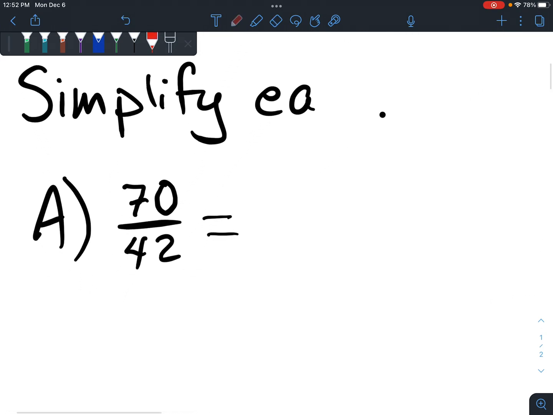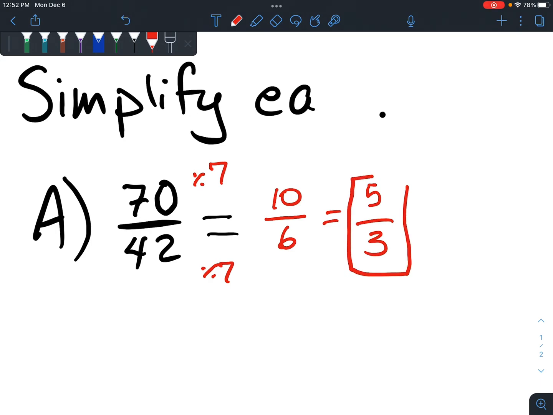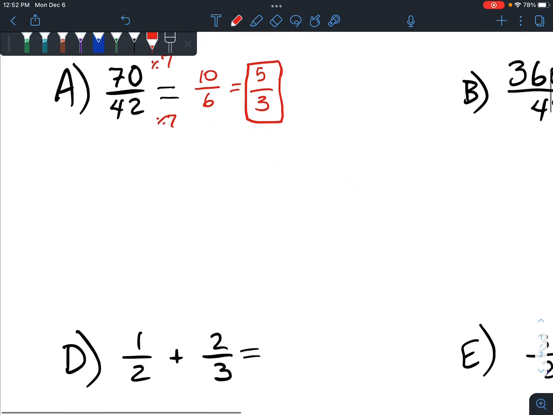70/42. You can divide them both by 7. So that gives us 10/6. And I can divide those both by 2, and that gives me 5/3. So there's how we get that answer. Show your work as you do these problems to get full credit.